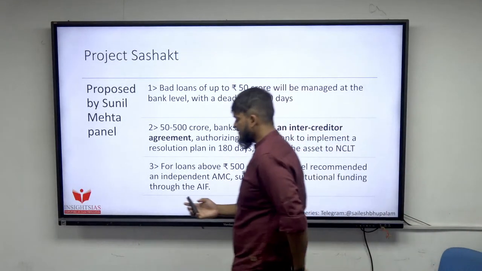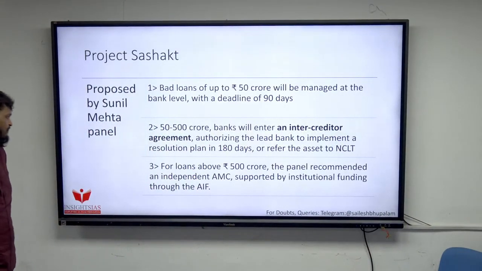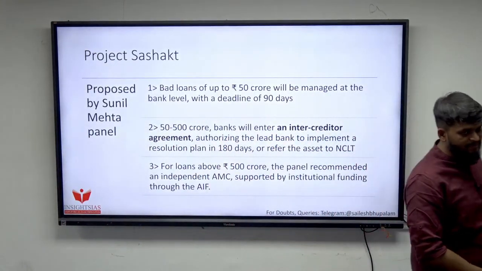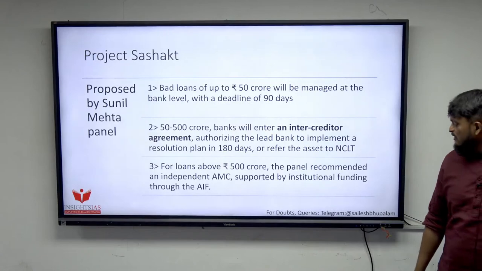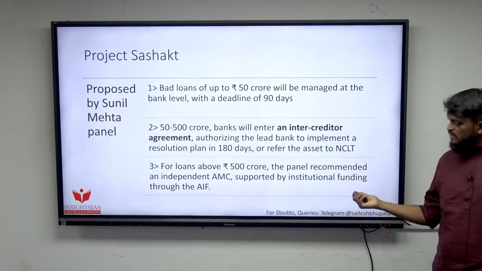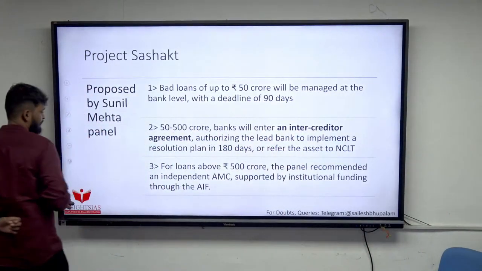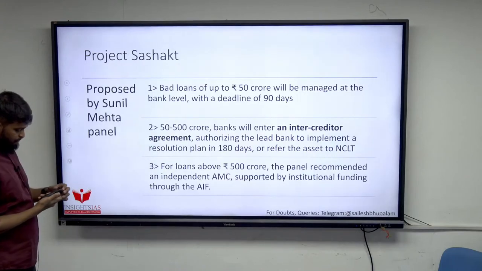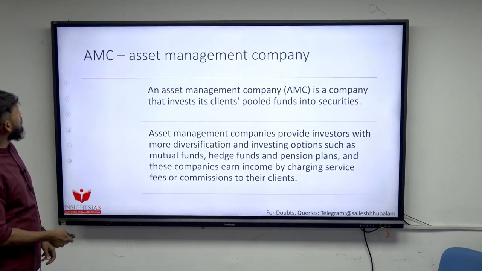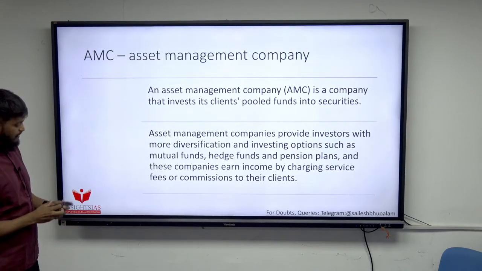Loans are divided into three categories. Small loans less than 50 crores are dealt by the bank itself. 50 to 500 crores are dealt with IBC, that is Insolvency and Bankruptcy Code. And third category, above 500 crores, yesterday we discussed what the mechanism is. So for that mechanism, we are using AMC, AIF.